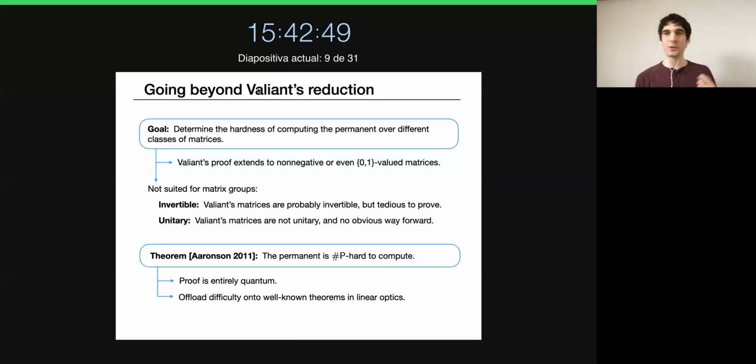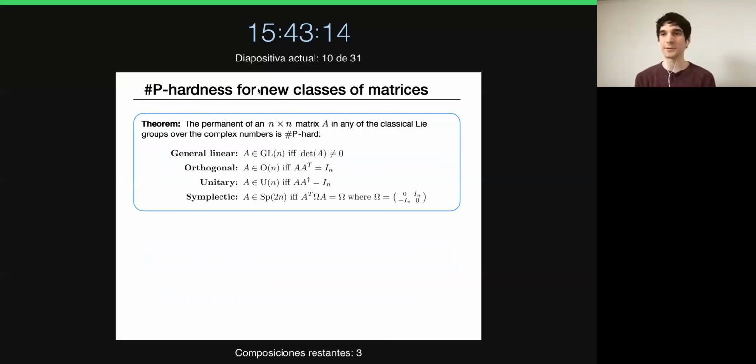But the question still remained: he wasn't really able to show anything that wasn't already known. He was just reproving things in an extremely novel way. And the purpose of this talk is to show that actually, yes, you can take his results and extend them in a natural way to get hardness for new classes of matrices that we didn't know before. So here are the results. Here's the headliner result.